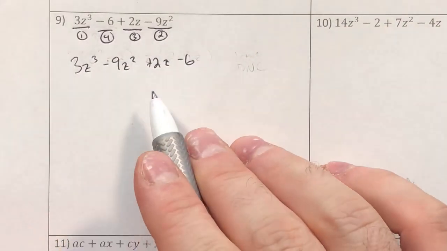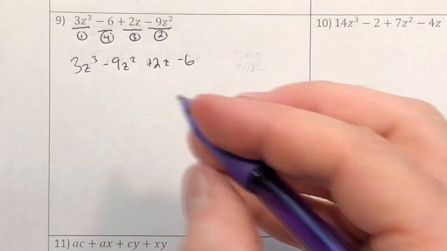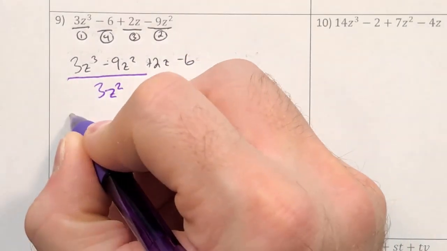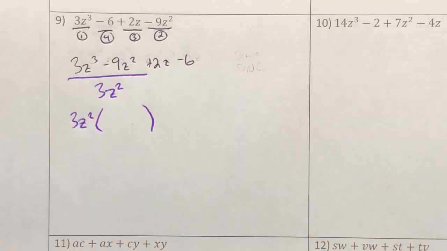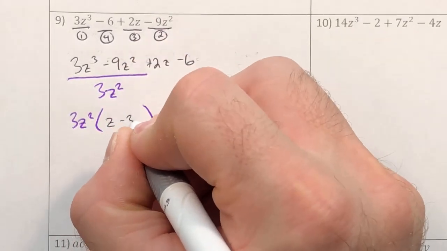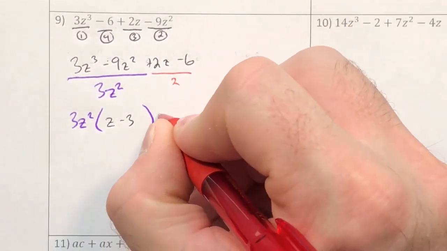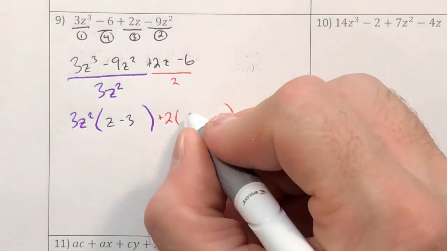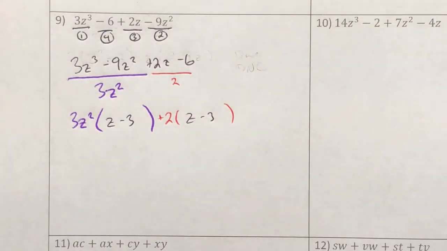Perfect. And now let's try this again. Now that it's in alphanumeric order, if I look at the first two terms, I can pull out a 3z squared, and I'm left with, let's see, what is that? A z minus a 3. If I look at the right two terms, I'm going to pull out a 2, which leaves me with a z minus 3, and boom, magically it works now.